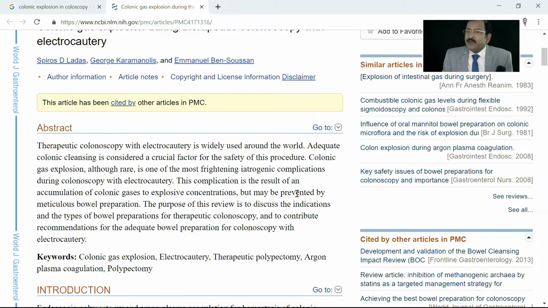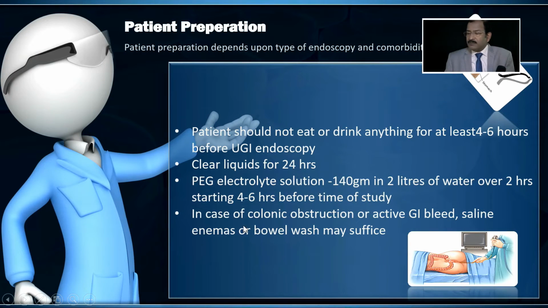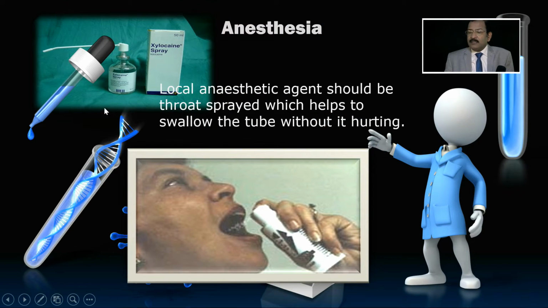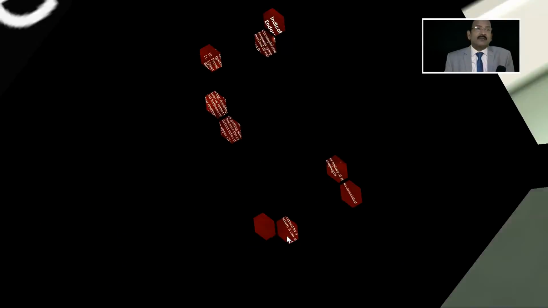Because sometimes when we use an unknown enema, it creates methane gas production with the colonic flora, and when you do electrocautery, the methane explodes. So always remember that polyethylene glycol should be used, and if you are doing an emergency, then you should use saline, and not any unknown soap or mannitol or any other enema. Now anesthesia. Local anesthetics should be sprayed on the throat, or you can give xylocaine viscous to swallow, and then you will start doing the endoscopy.